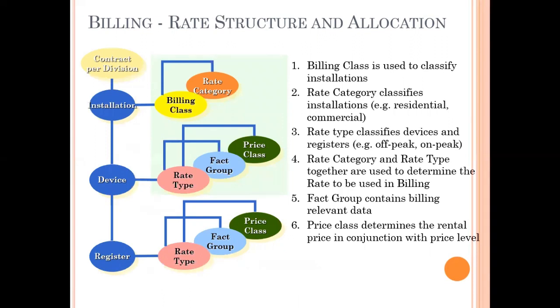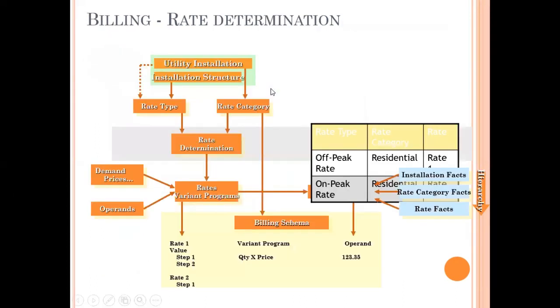Now, all these billing processes are linked to the billing class, and the billing class is linked to the installation. And as we created the contract, this installation is linked to the division. The logic for the billing is linked to the rate category. The prices are linked to the devices or fact groups or rate type. Anything, the prices are linked, and all the registers. So this stuff will link to generate an invoice.